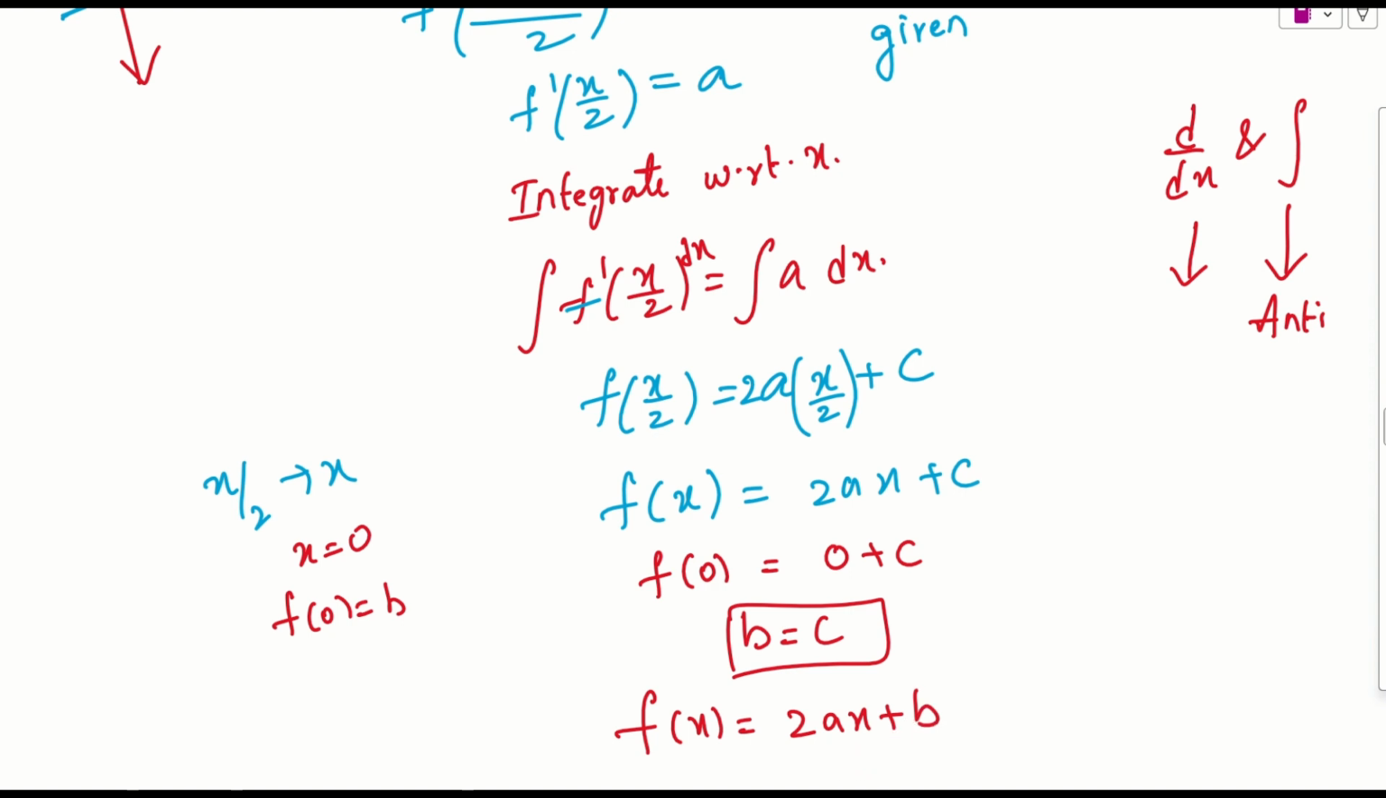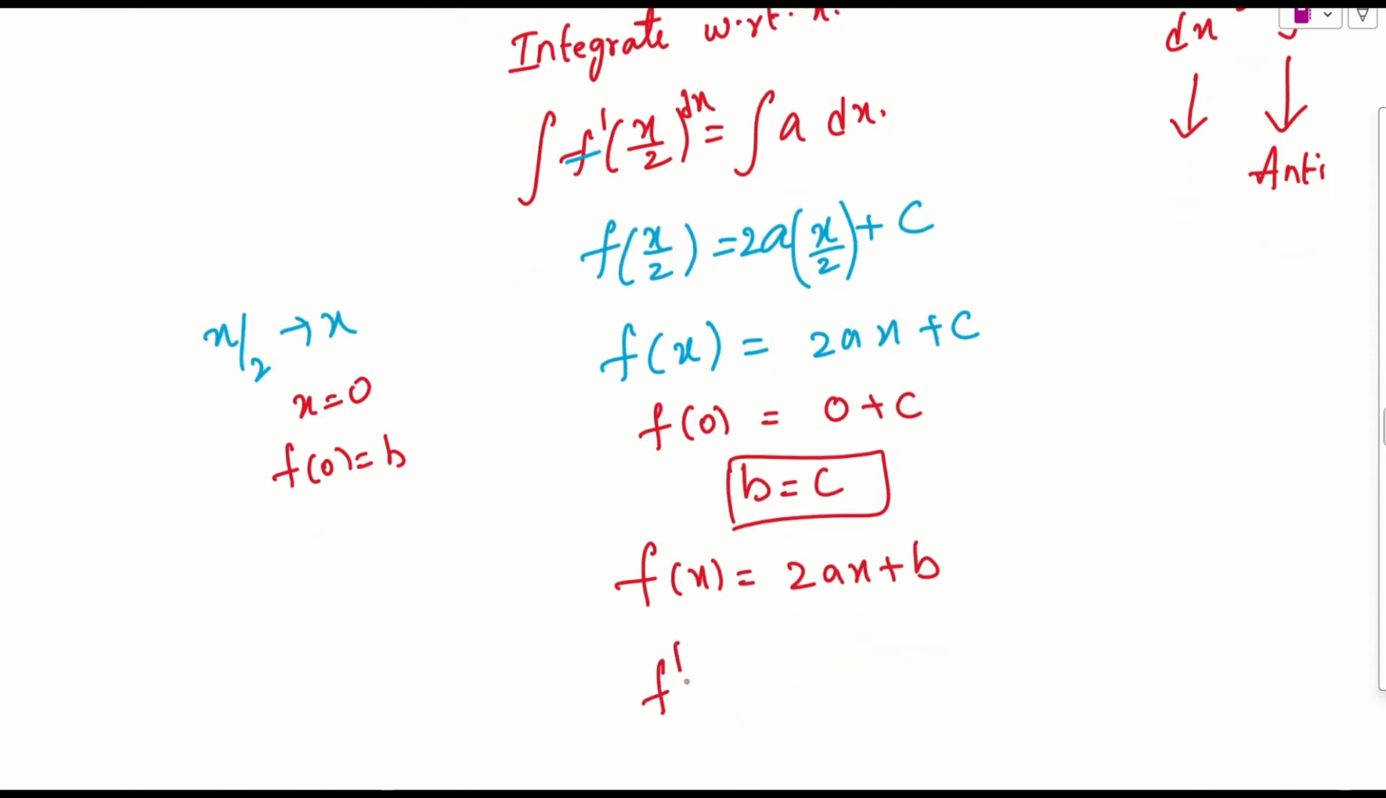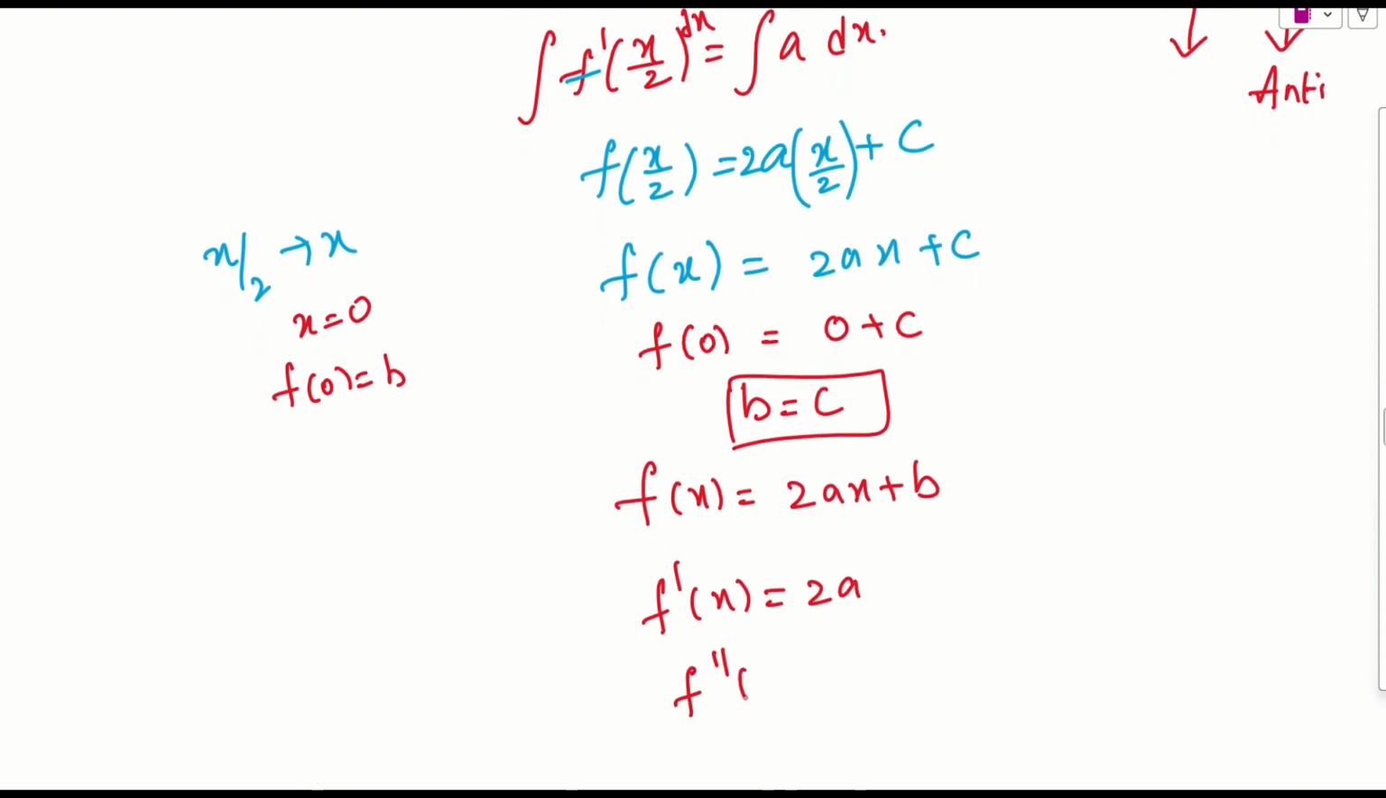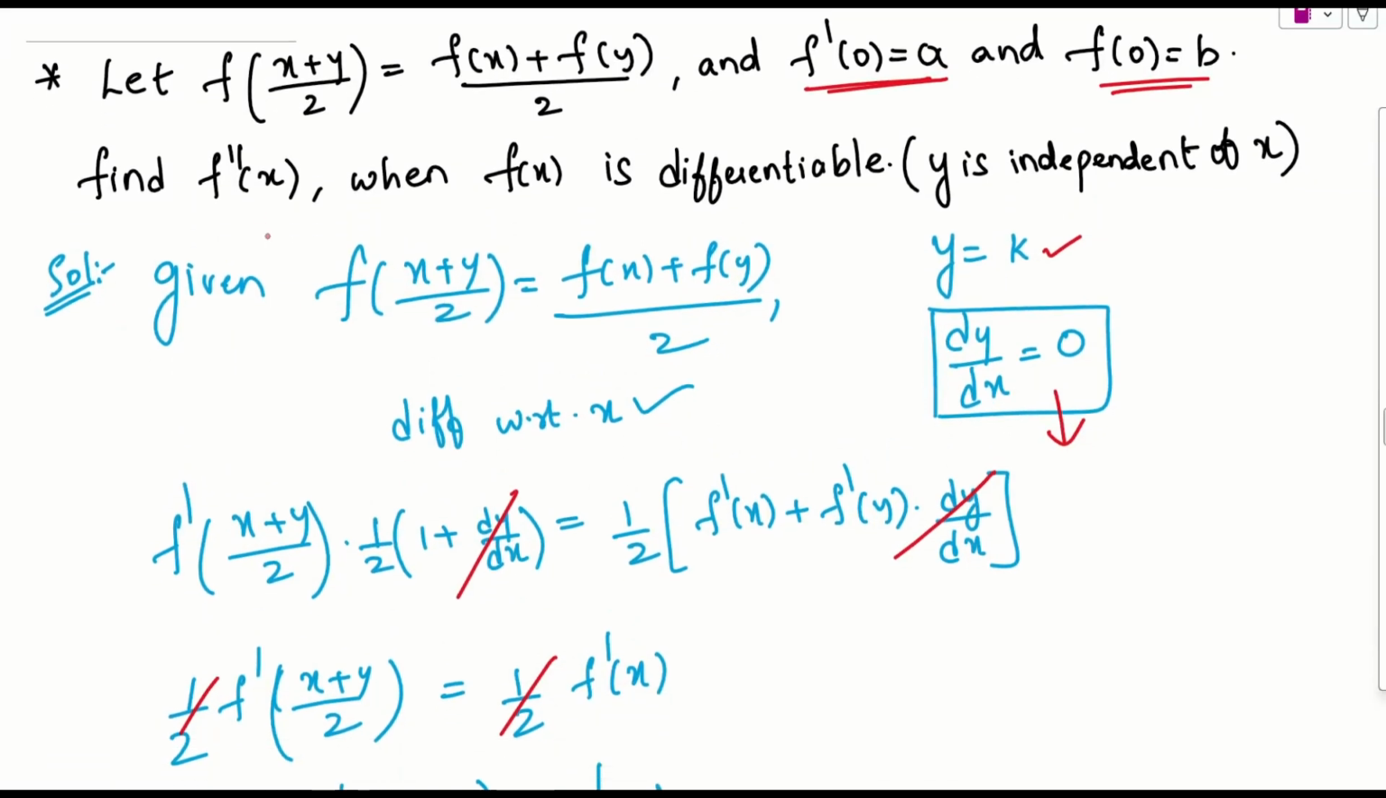So try to differentiate this function. If I differentiate this one, f dash of x value will be 2a. Is it okay? Now try to do double differentiation. What is the double derivative? This is nothing but 0. The derivative of a constant will always be 0. Is it okay? Now come to the question. Why have I done this whole thing here? Because they are asking you to find f double dash of x. Are you getting my point?